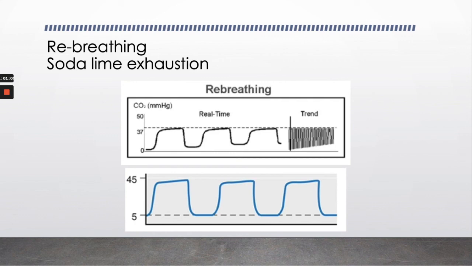Because usually your capnometer is just not going to be miscalibrated through the middle of the case unless something absolutely happens to the analyzer for some reason. So always try to explore and see what your differential diagnosis is if your soda lime is just fine.